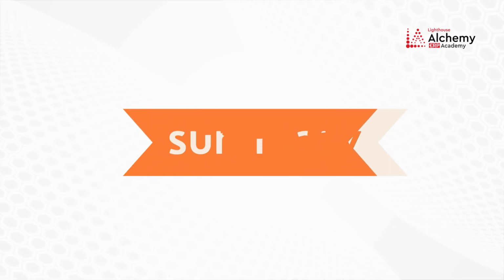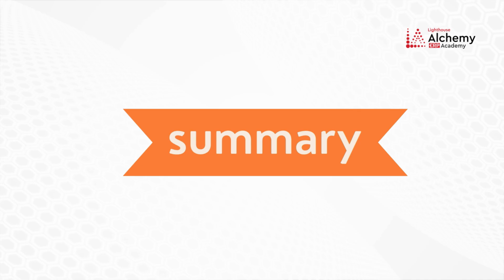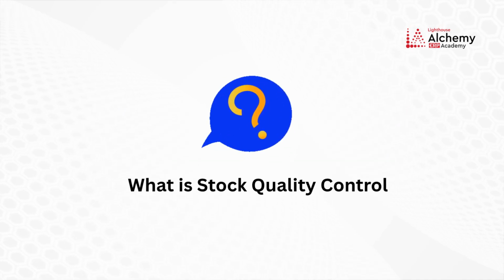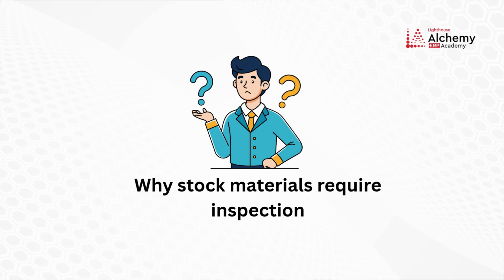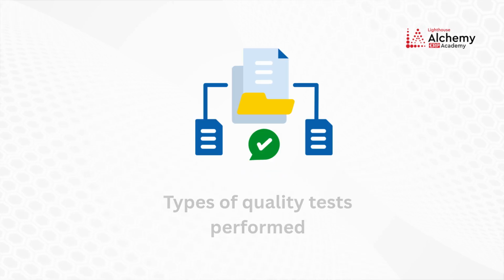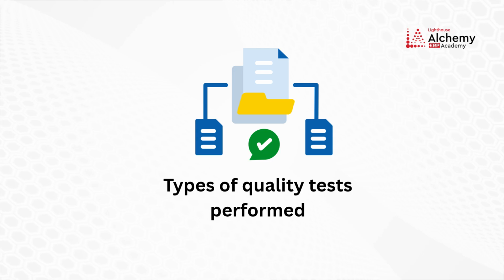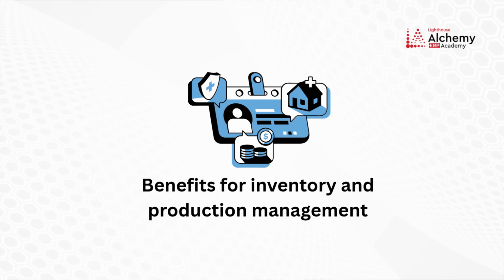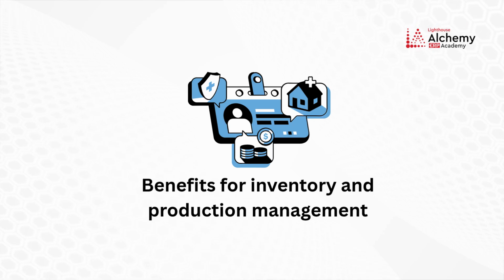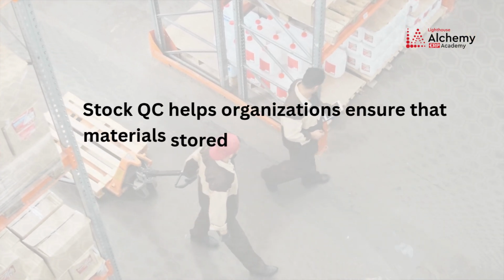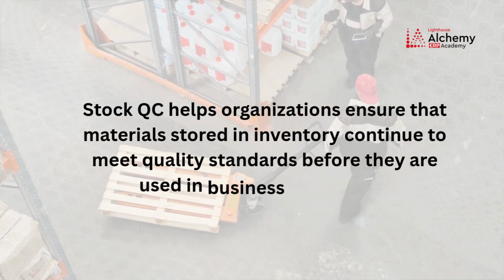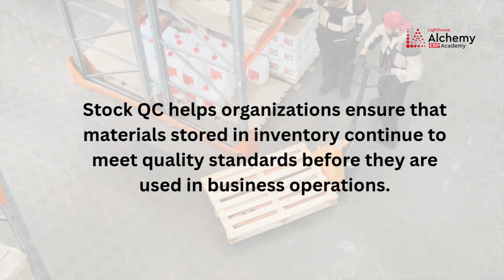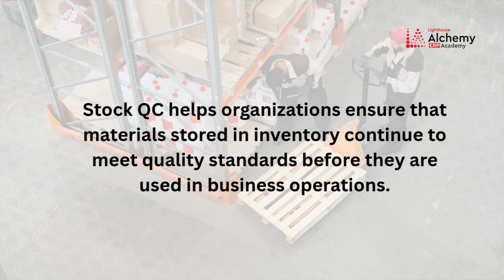Section 6. Summary. Let's recap. What is stock quality control? Why stock materials require inspection? Types of quality tests performed. Quality status classification. Benefits for inventory and production management. Stock QC helps organizations ensure that materials stored in inventory continue to meet quality standards before they are used in business operations.